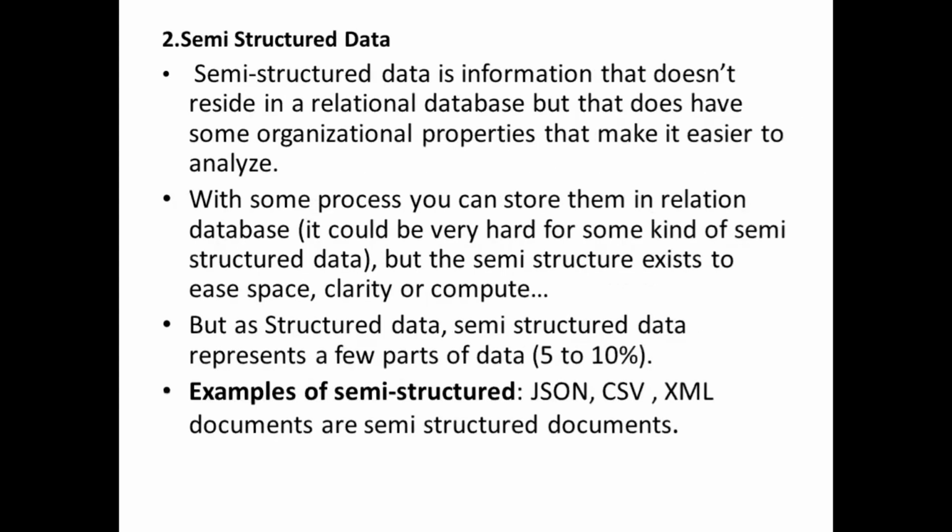The next one is semi-structured data. Semi-structured data is information that does not reside in a relational database, but that does have some organizational properties that make it easier to analyze. With some processing, you can store them in a relational database. Semi-structured data also represents only a small part of the data, 5 to 10%. The best examples of semi-structured data are JSON, CSV, and XML documents.